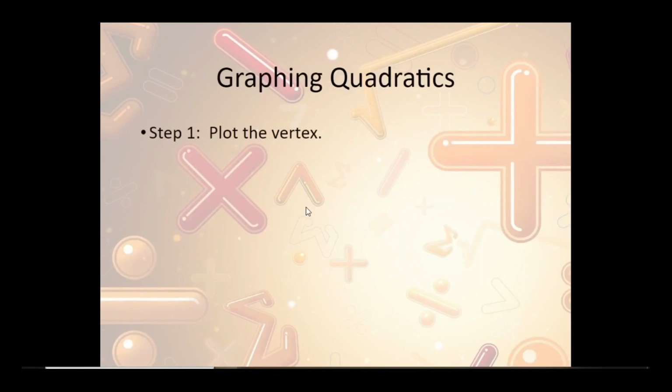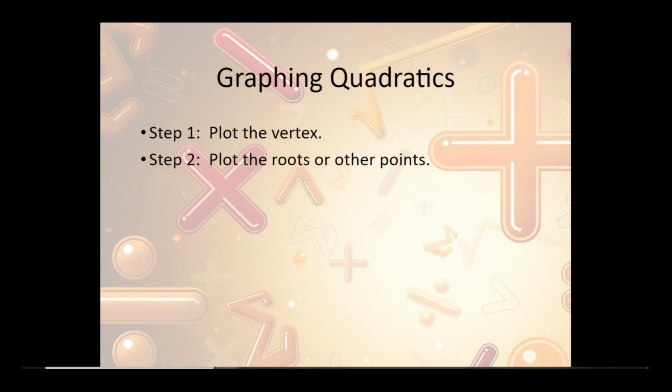First step is plot the vertex. So we need to find the vertex and then plot that. Then we plot the roots or other points. If there's no roots or if the roots aren't easy to find, that's okay. Use a table and find 2 other points. So plug in values for x, solve for y, and plug those points in.